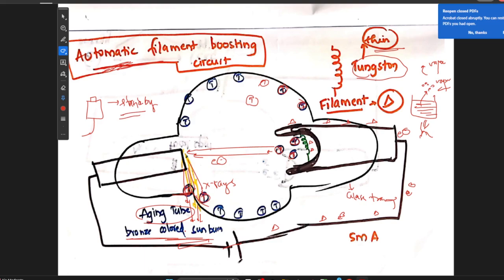This standby will give some current to the filament. A small amount of current is given to the filament and it is heated a little, and when you press the actual button for X-ray generation, then electrons are released. Then the electricity sufficient to accelerate the electrons is released. So this standby button will preheat the X-ray tube a little, and this is called the automatic film boosting circuit.